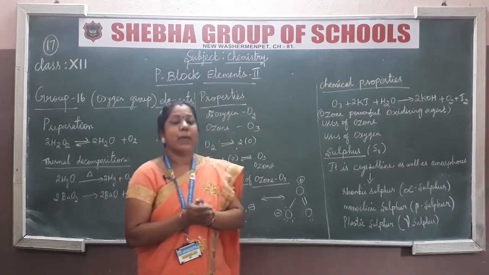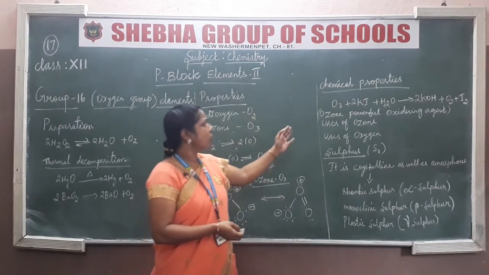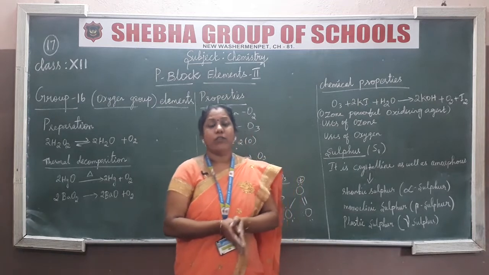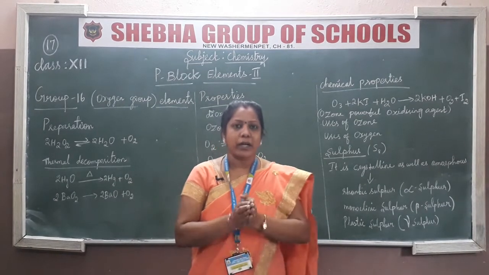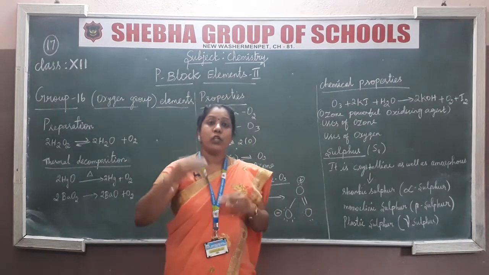What are the chemical properties of ozone? The main important thing is that ozone is very protective against UV rays from the sun.